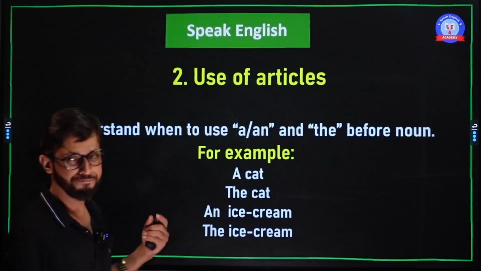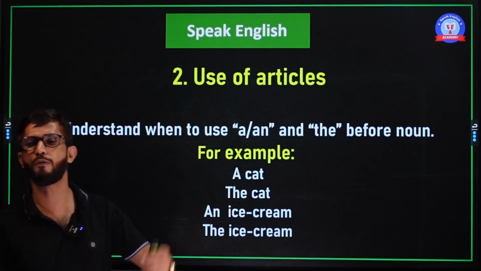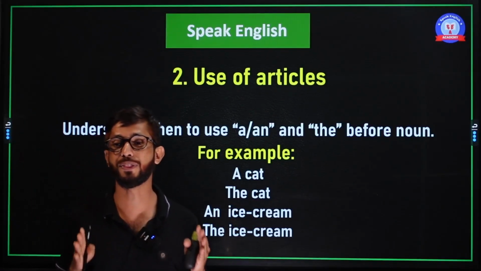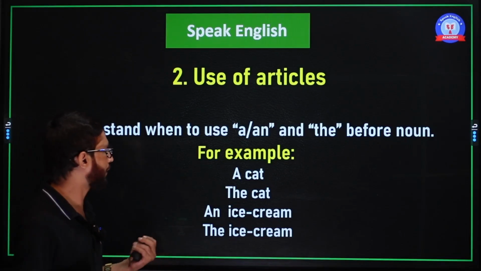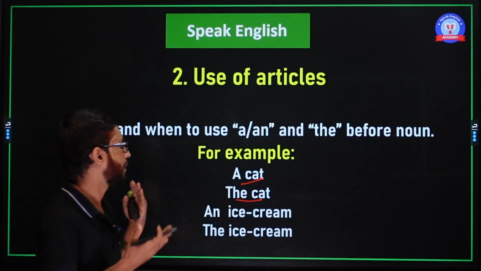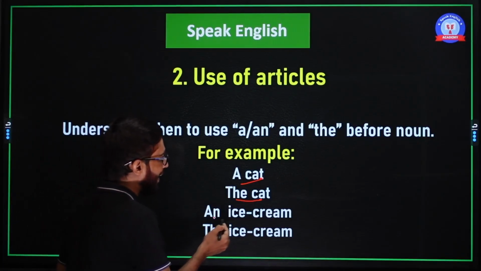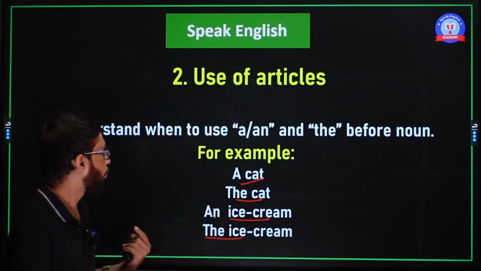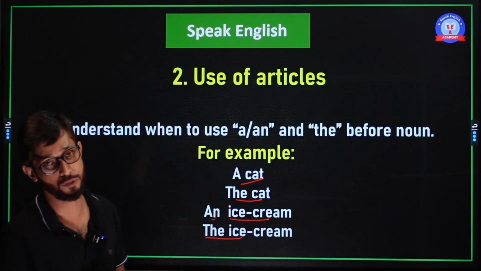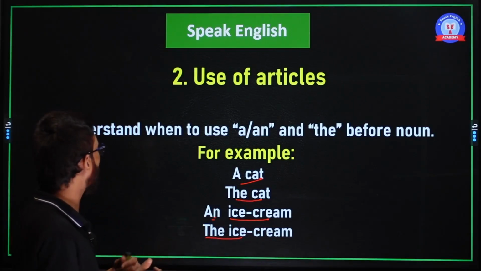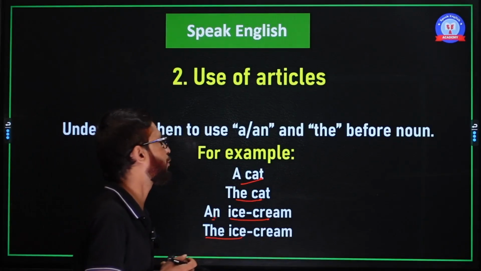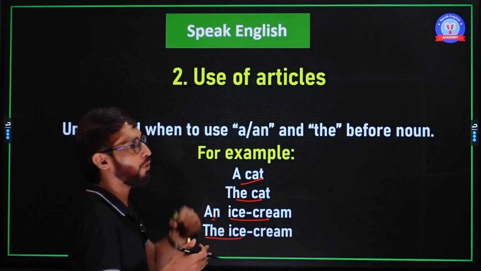So number two, use of articles. We have to understand how to use a, an and the before a noun. For example, we can say a cat, the cat. What is the difference between a cat and the cat? Yeah, there is an ice cream, and also here the ice cream. Why an ice cream and why the ice cream? What's the difference between them? To fix this problem, we have to understand when to use a, an and the before a noun, right? And that is called use of articles.